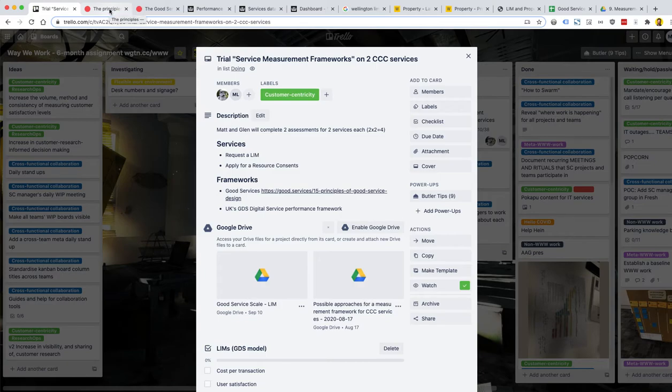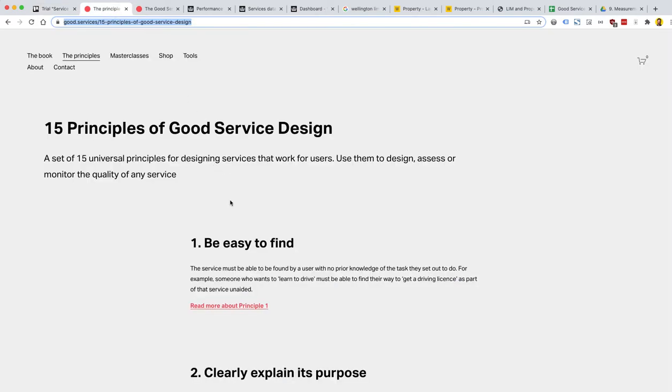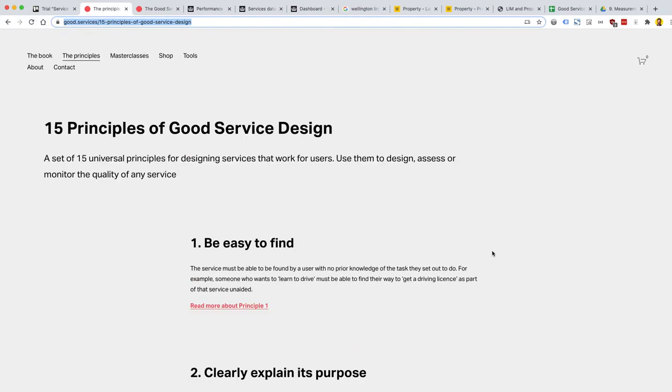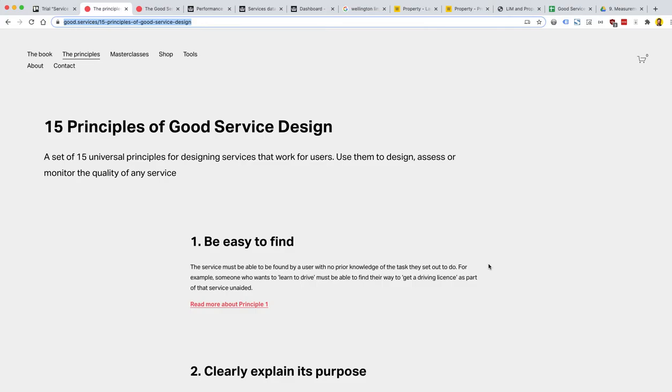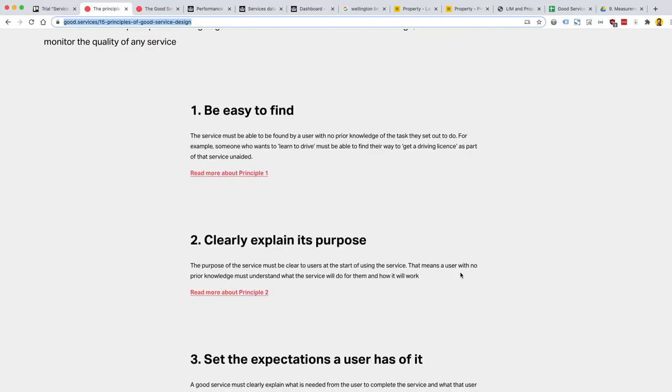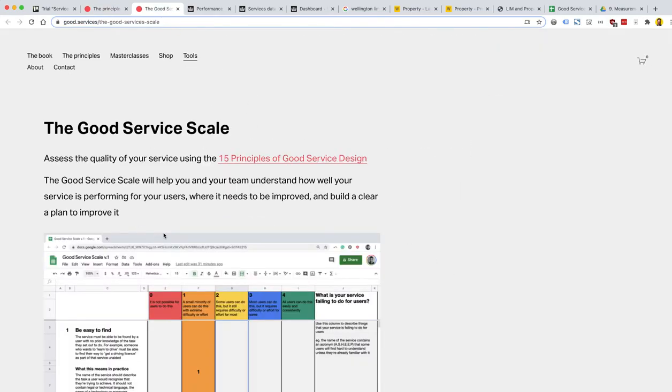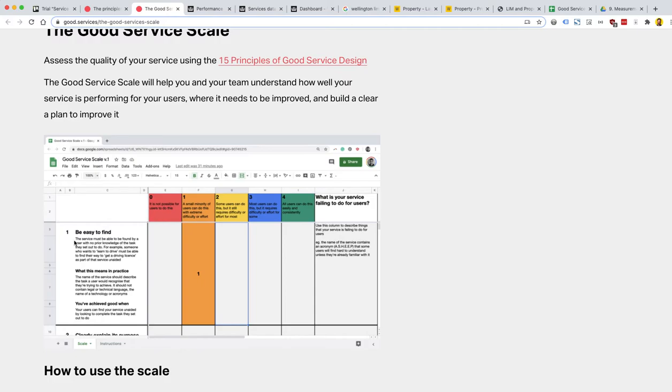I haven't managed to do both frameworks on both services, so I've only done both frameworks on one service. Just a reminder of the two frameworks. One is based on the Good Services book by Lou, I can't remember Lou's last name, and it's 15 principles: be easy to find, clearly explain its purpose, and so on down to number 15. She provides tools, and you can see here a spreadsheet where you go through each principle and score it between 0 and 4.